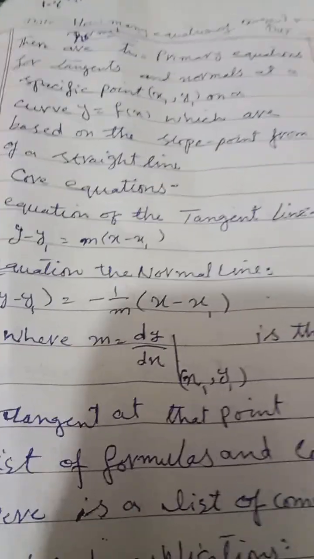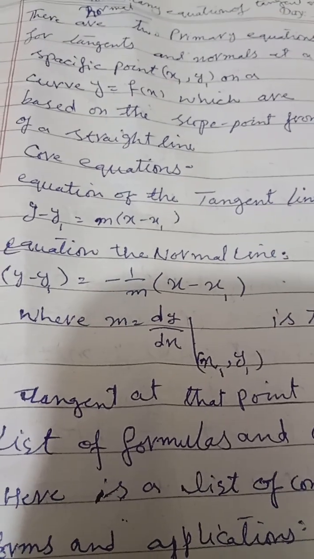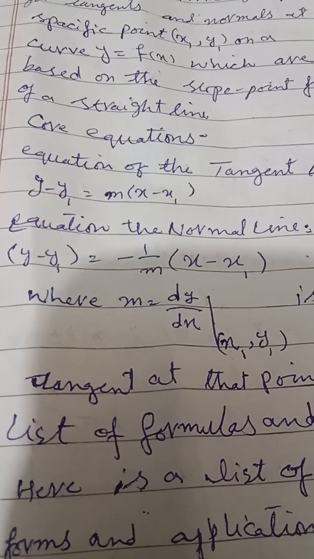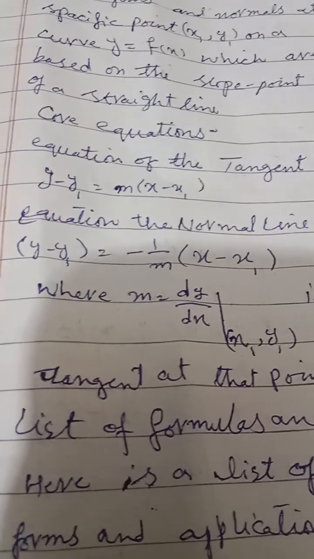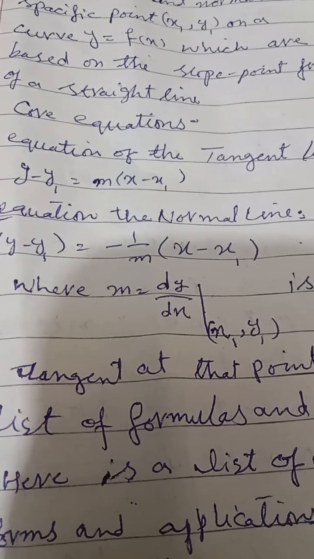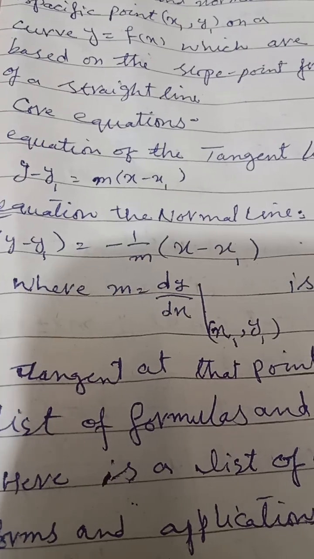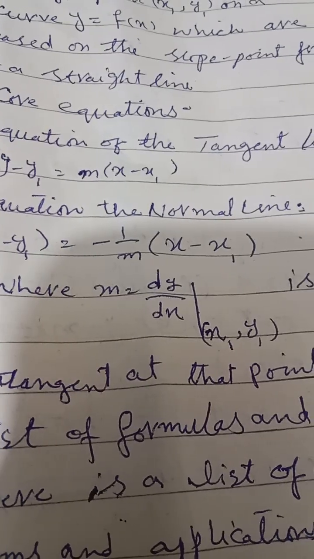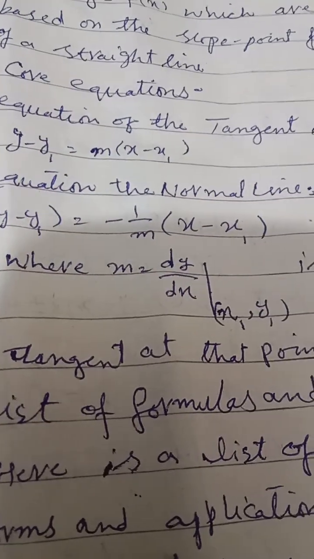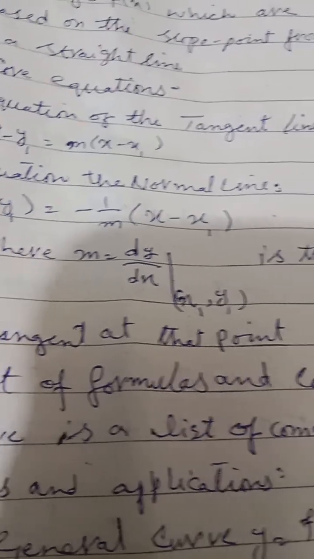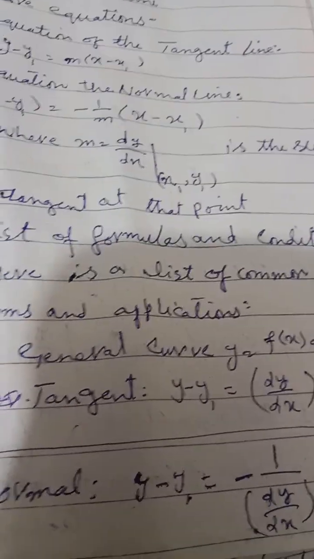Equation of the tangent line: y minus y1 is equal to m into x minus x1. Equation of the normal line: y minus y1 is equal to minus 1 upon m into x minus x1, because the normal is perpendicular to the tangent, where m is equal to dy upon dx at x1, y1, the slope of the tangent at that point.